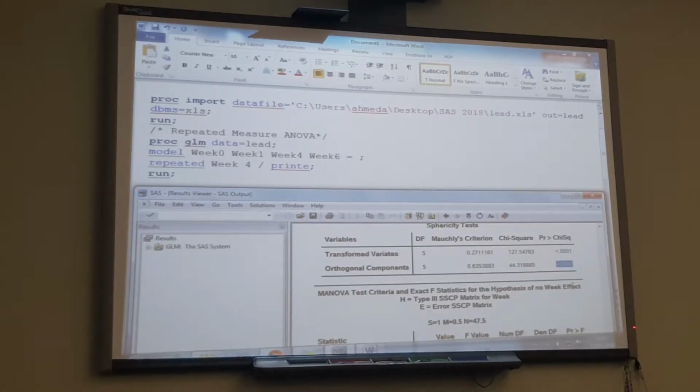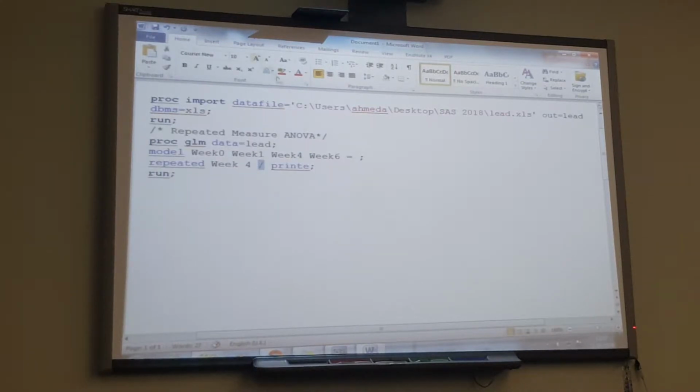Where is the sphericity table? You have to go down. So you need to say print E in the option after a slash. Look at this slash, right? If you don't put the slash, what's going to happen? It's not going to give you the test that you are looking for.